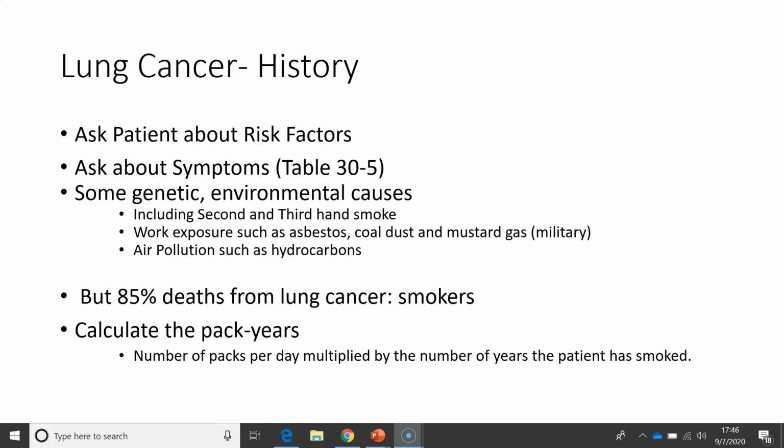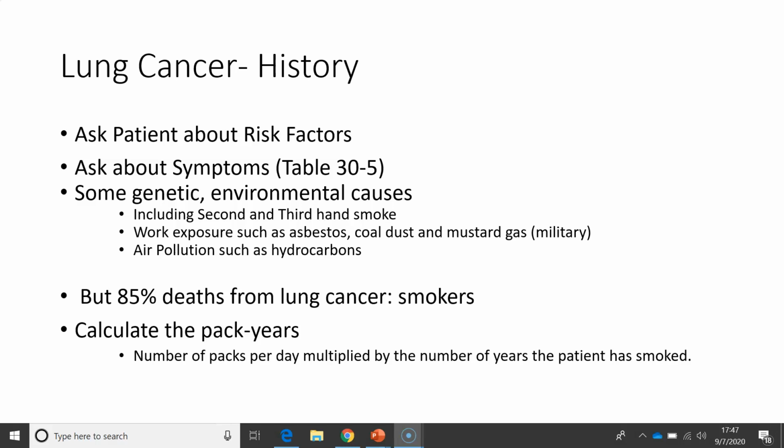There are work exposures, such as asbestos or coal dust from the coal mines, mustard gas. The military was exposed to that in both Korea and Vietnam. And now these older gentlemen are having lung cancer secondary to this exposure. Air pollutants such as hydrocarbons.